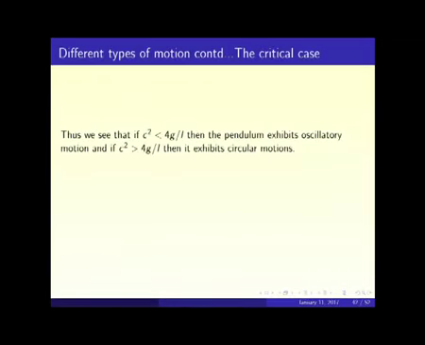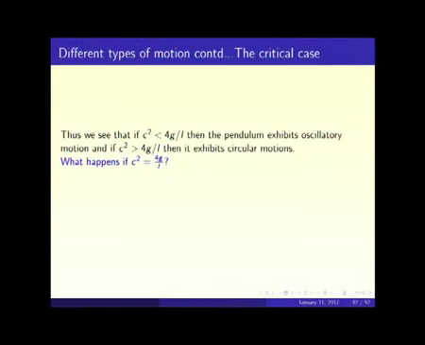Alright. So, that tells you that if c² is less than 4g/L, the pendulum exhibits oscillatory motion. It goes to the right and then it comes back and it has a minimum, and then again it starts moving forward and it executes oscillatory motion. Whereas if c² is bigger than 4g/L, it executes circular motions.